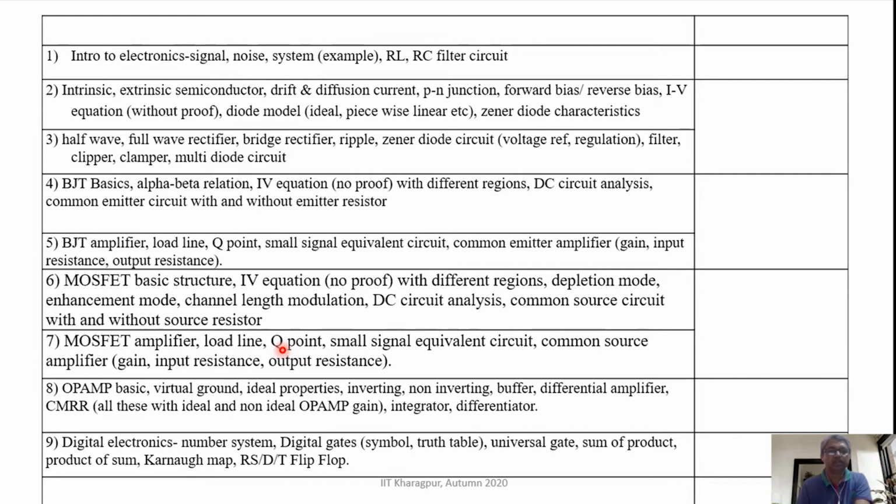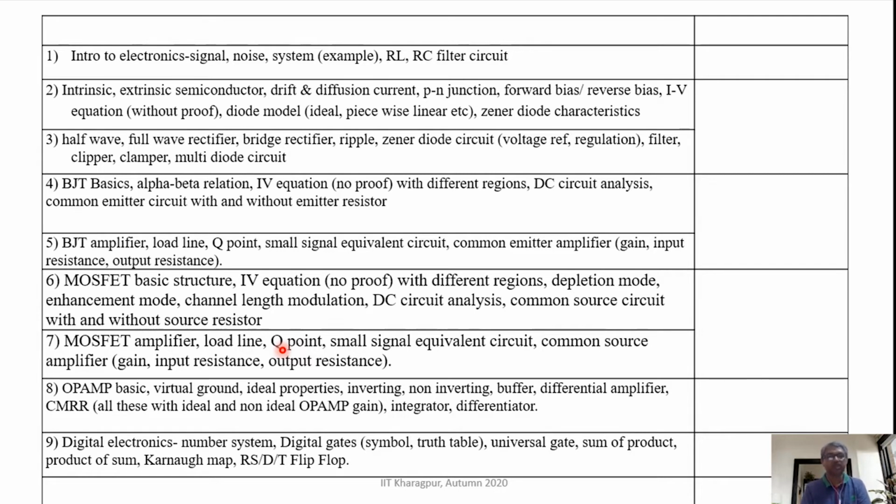So after discussion about BJT and MOSFET, then we will move to a very important building block, which is op-amp. With op-amp, we will learn different applications, for example, inverting, non-inverting amplifier, buffer, differential amplifier, integrator, differentiator, and so on and so forth. So these are the analog electronics part.